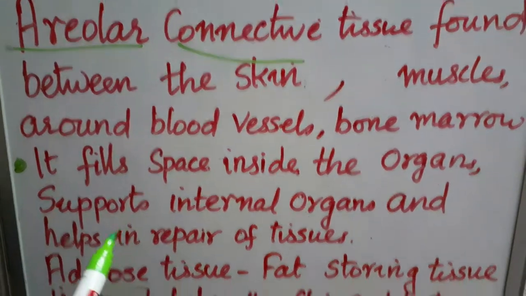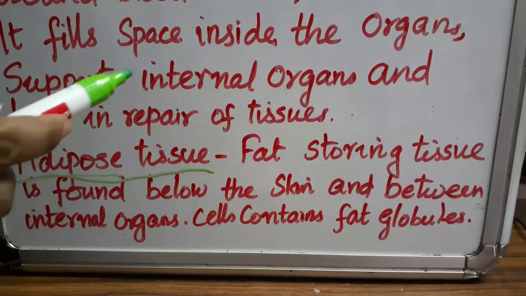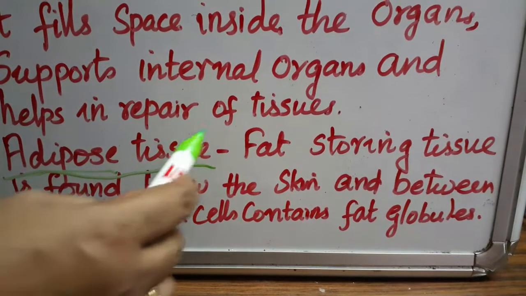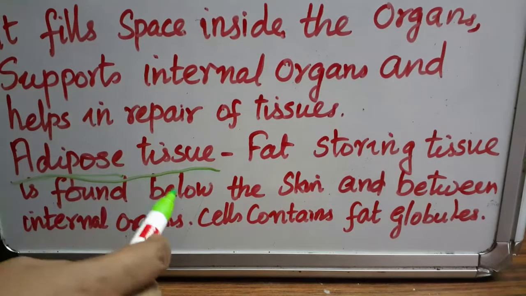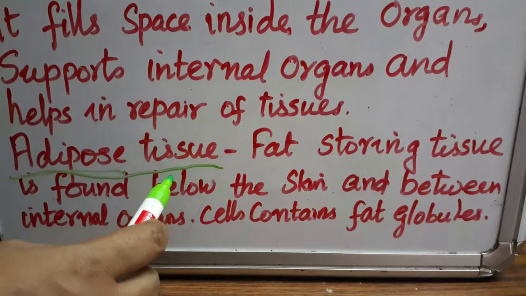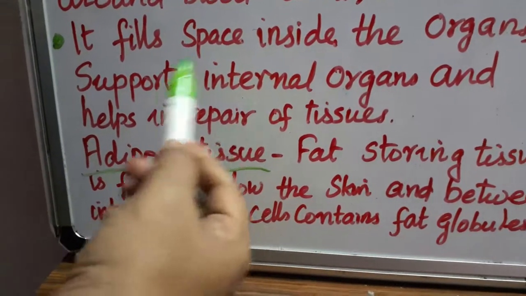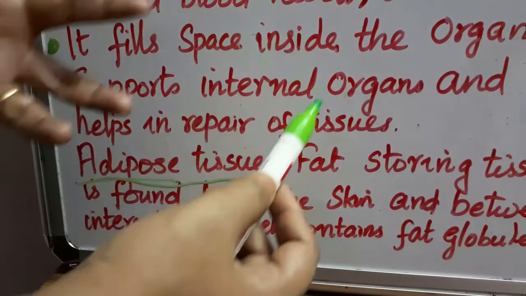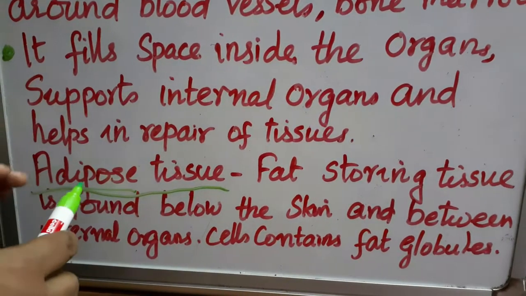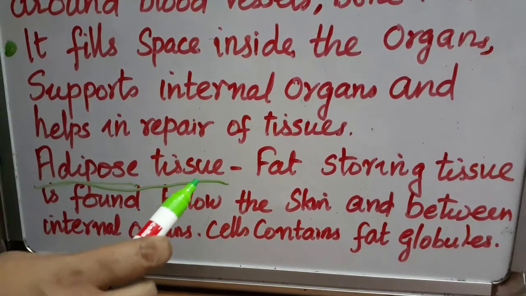So one more connective tissue is known as the adipose tissue, that I think all have. We become fat because of the increase in the adipose tissue. The fat storing tissue found below the skin and between the internal organs is known as the adipose tissue. Okay, so these cells contain fat globules. So when we are increasing our weight, this adipose tissue will increase. It will store more fat and we will become obese. I hope all these different types of connective tissues are clear to you.